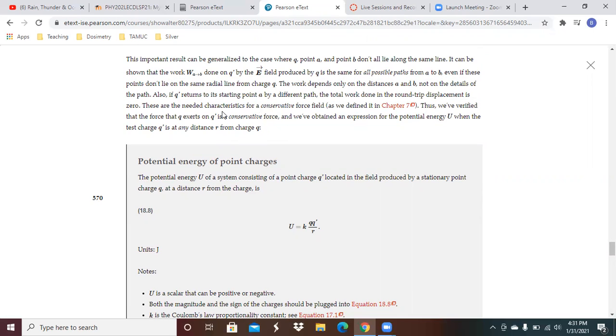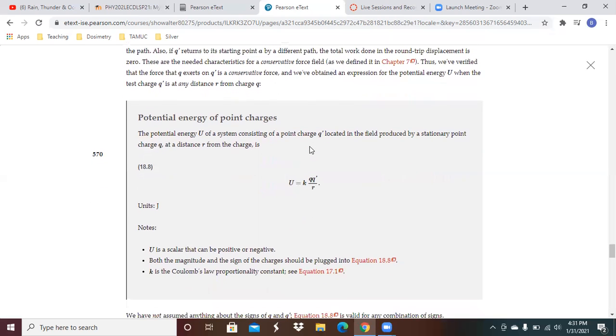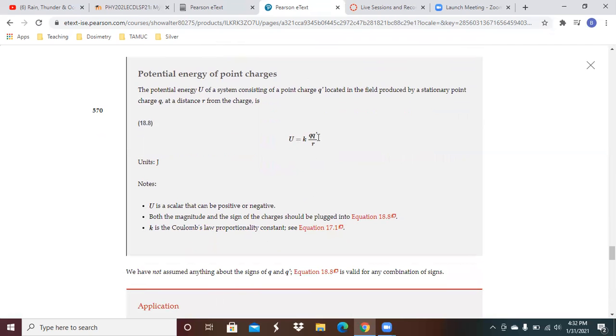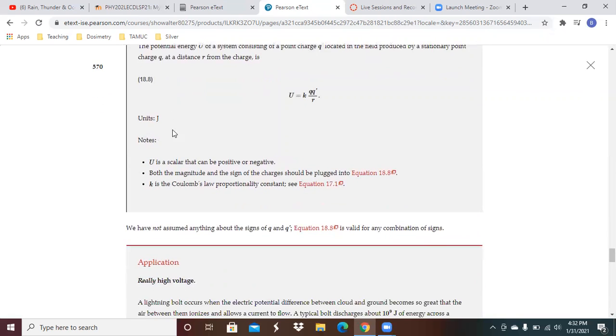In other words, if you take it from A to B and then back to A, the total amount of work is going to be zero. These are the needed characteristics for a conservative force field. In other words, we've verified that the force that Q exerts on Q prime is considered to be a conservative force. And we've got some other formulas here. The potential energy is defined in this fashion. Obviously, it's energy, so we're going to be looking at joules here.